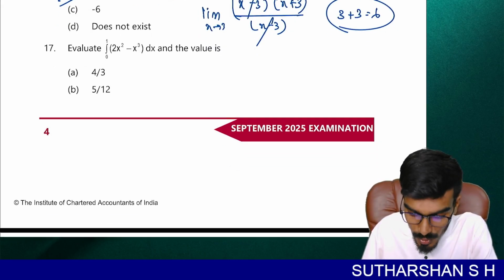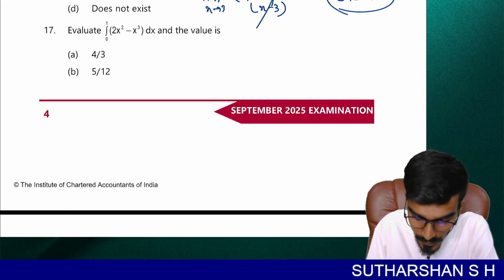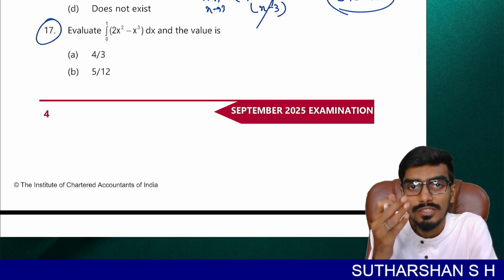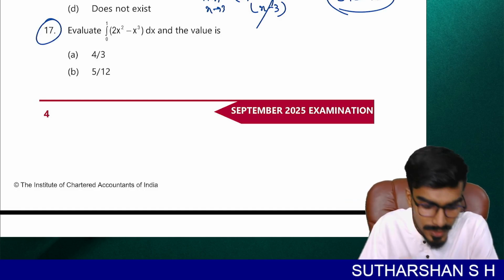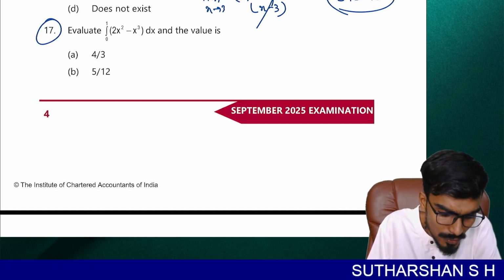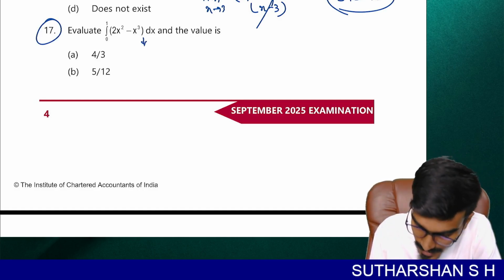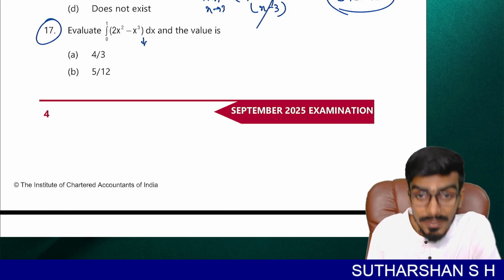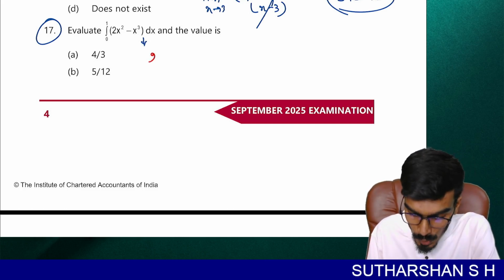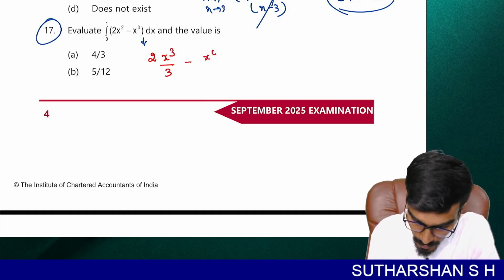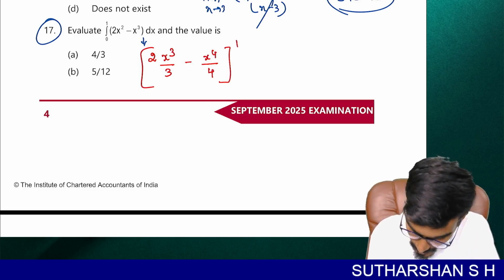Already 35 minutes is over, guys. We will quickly do this question. See, 17th one. What is the 17th one? Integration from 0 to 1 of 2x square minus x cube they have given. If you understand the integral, this can be written as 2x cube divided by 3 minus x power 4 divided by 4. It's a basic integral from 0 to 1.